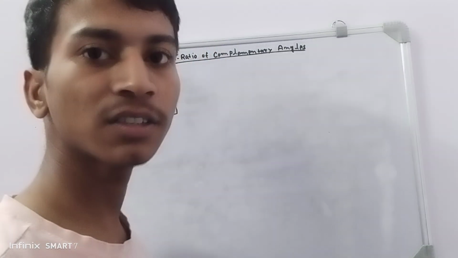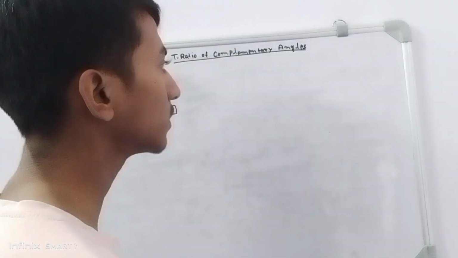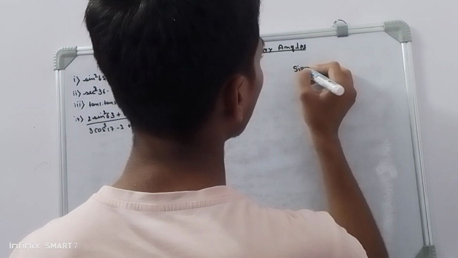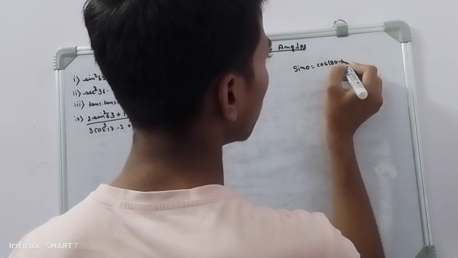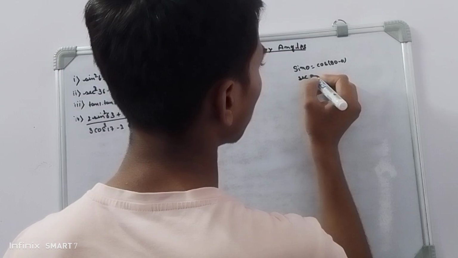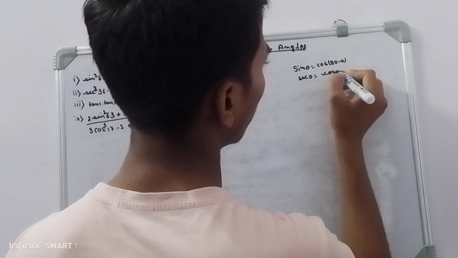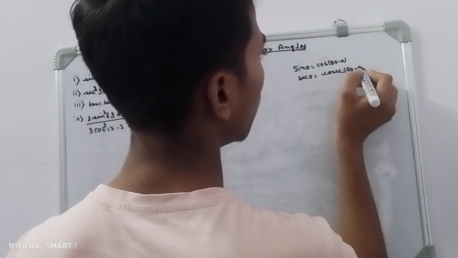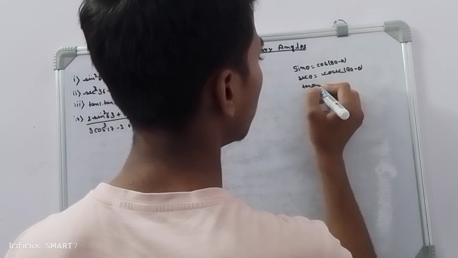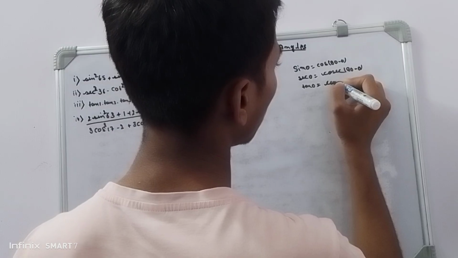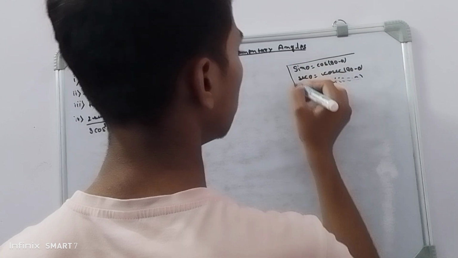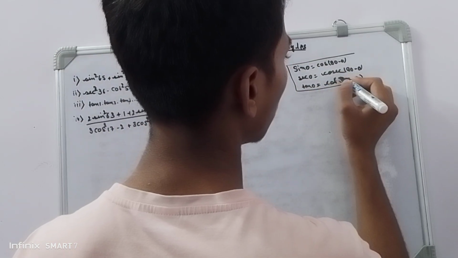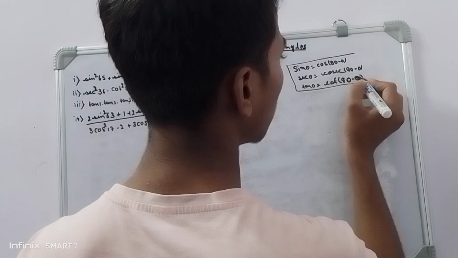We have already discussed the three formulas of complementary angles in the previous video: sin theta is equal to cos of 90 minus theta, sec theta is equal to cosec of 90 minus theta, and tan theta is equal to cot of 90 minus theta. These are the three formulas which we have already discussed.